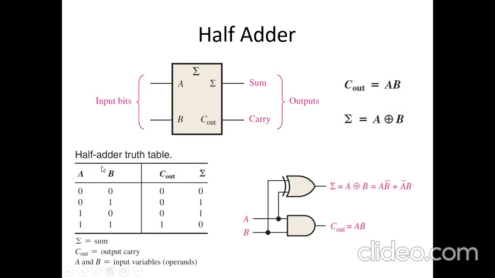Here is the truth table of the half adder. You can see that the C out is the AND operation between A and B, in which there is a 1 in C out only when both A and B are 1, which describes an AND operation. Whereas the sum is the exclusive OR function or operation between the 2 input bits.